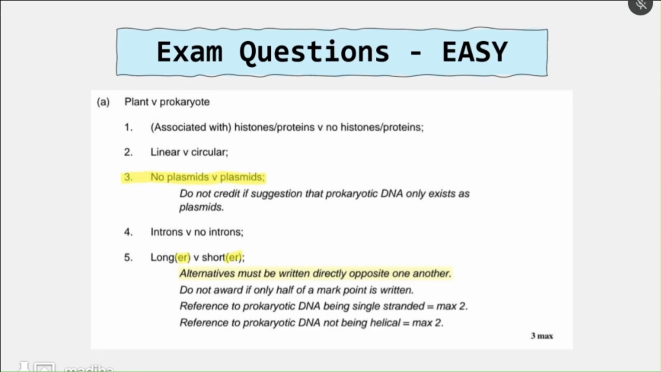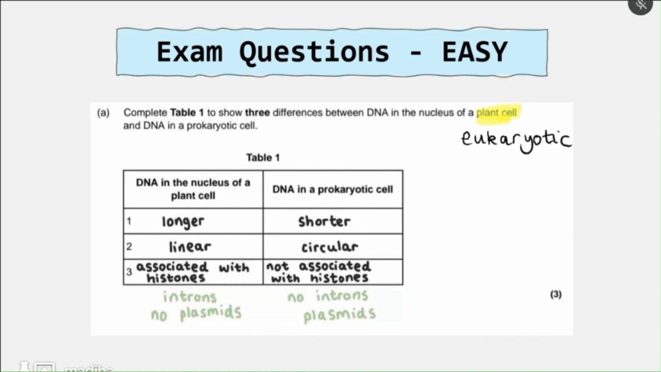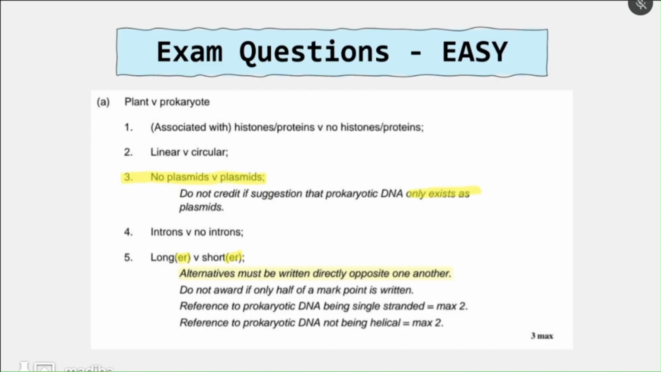And again, the reason why I didn't really want you to put this one is because it says do not credit if it suggests that prokaryotic DNA only exists as plasmids. Let's say over here you put no plasmids and then put only has plasmids. It would be wrong, because some prokaryotic cells have DNA stored in the, what was it called? I think it's called ribosomal DNA. So it's not just plasmids, it's in other forms as well. It's better to avoid it if you're worried about getting the wording right. But if you put it, that's fine.